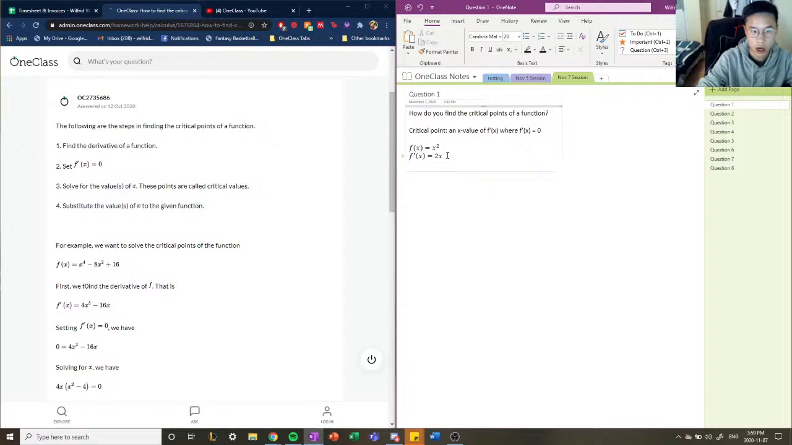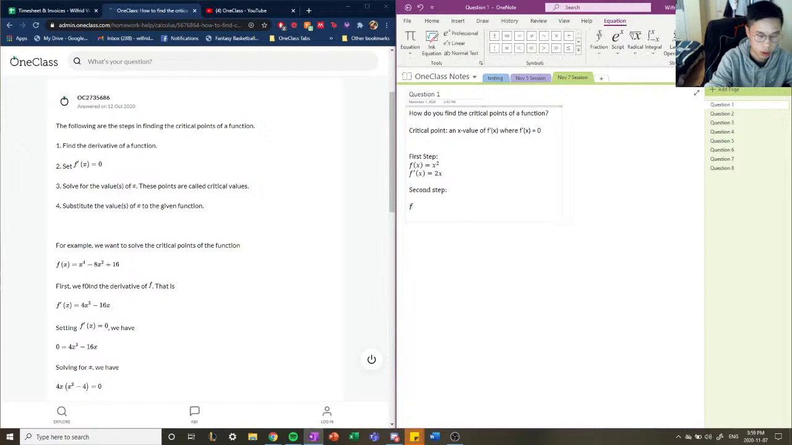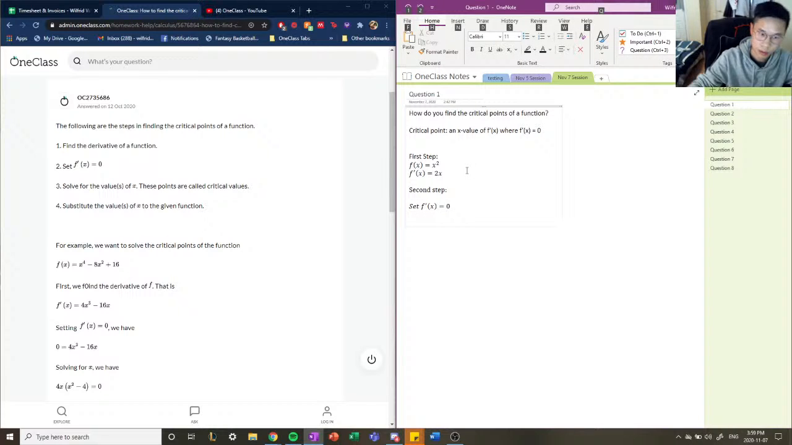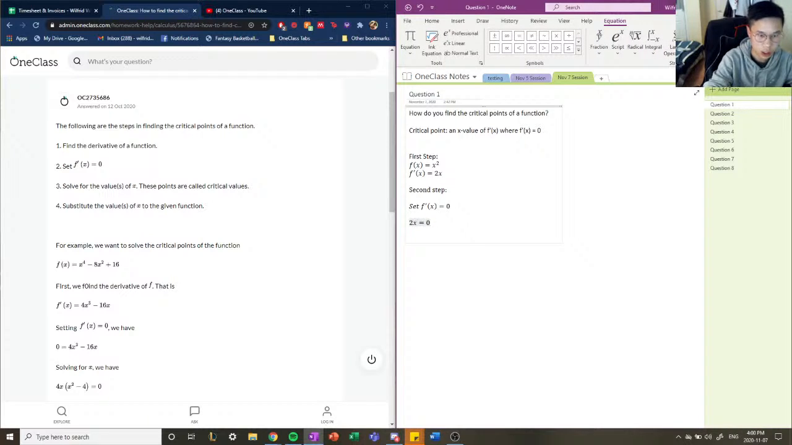That's our first step. We have found our derivative. The next step that the junior tutor lays out here is set f prime of x to 0. So we're going to do that now. Second step, we set f prime of x to 0. If we set f prime of x to 0, we have this resulting equation here. So we have 2x equals 0.